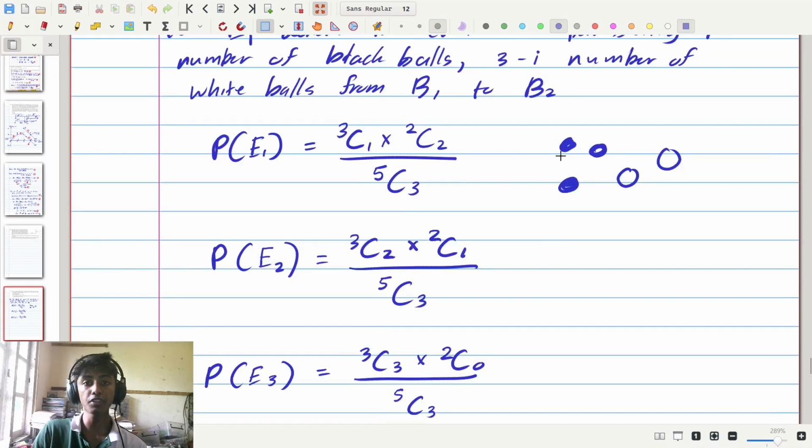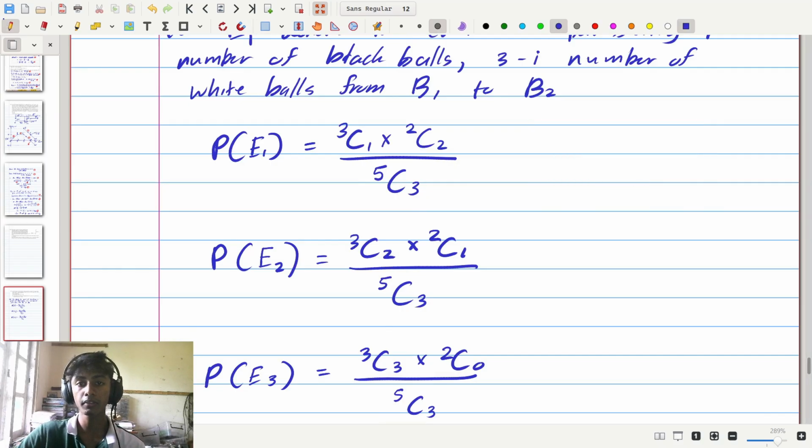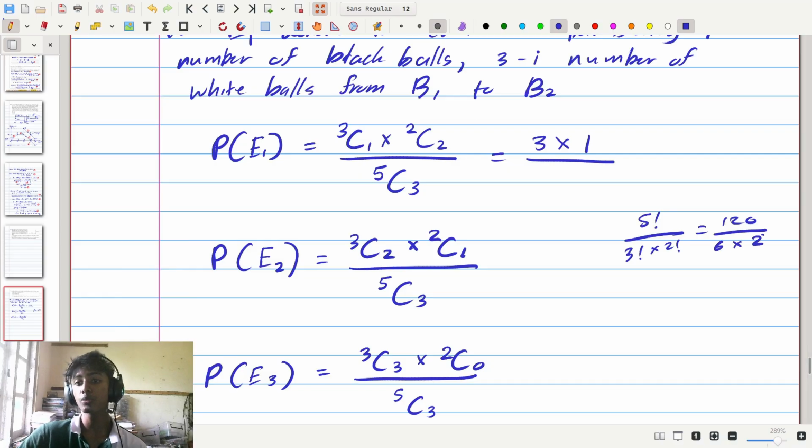Now simplifying each of these down, 3 choose 1 is simply equal to 3. So we have 3 times 2 choose 2, which is simply equal to 1, divided by 5 choose 3. Now 5 choose 3 is equal to 5 factorial divided by 3 factorial times 2 factorial. 5 factorial is equal to 120, 3 factorial is equal to 6, and 2 factorial is equal to 2. So we have 12 here, and 120 divided by 12 is equal to 10.